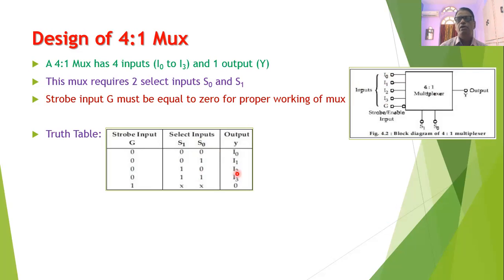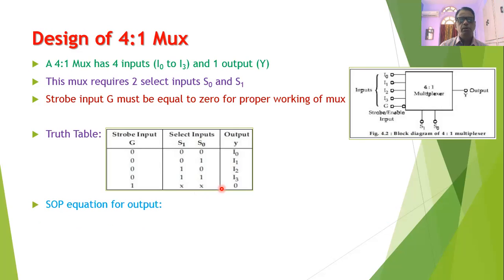That is, the data available on the input I2 will be made available to the output. And when the select input S1 S0 is equal to 1 1, then the fourth input I3 is selected and the data available on I3 will be connected to the output. And whenever the strobe input is 1, then whatever may be the select input, the output Y will always be equal to 0. That is, this IC will be disabled.